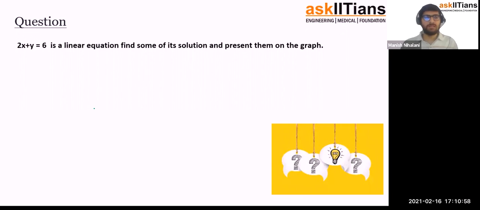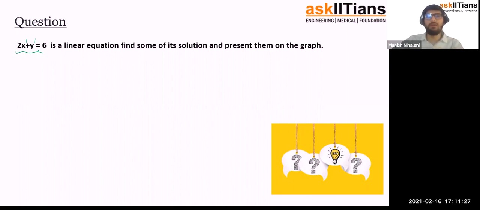So now let's do a simple question based on this. It says 2x plus y equal to 6 is a linear equation. We can clearly see that it's a linear equation because the variables x and y have maximum powers as 1 each. So it says find the sum of its solutions, because see, it says sum of its solutions, meaning he knows that this is just one equation, so this is just one line, but it has infinite points on it.